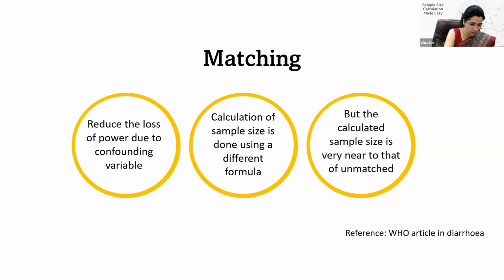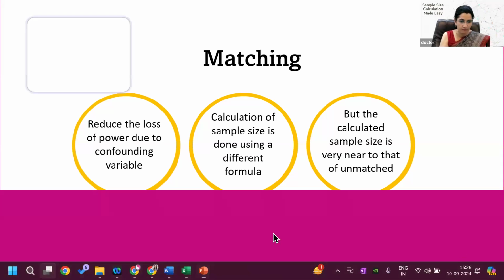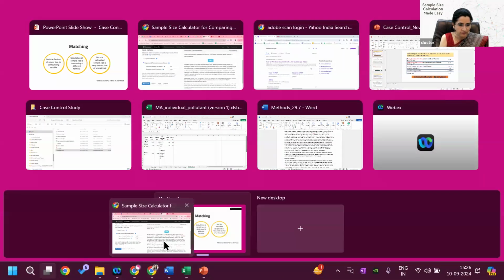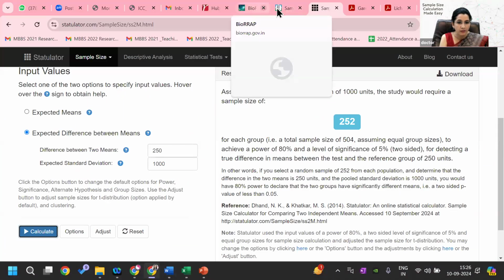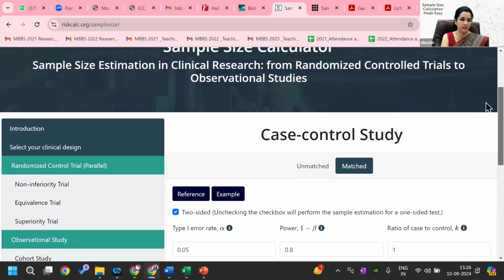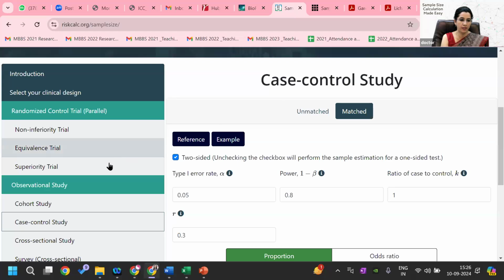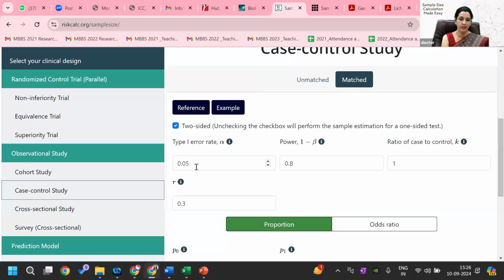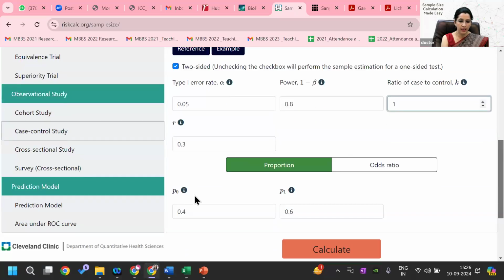So if you go to this, last time we discussed the Cleveland risk calc, remember. If you click on case control study, unmatched you can do with the Statulator. But for matched case control, the 5% error rate, power, and 1:1 ratio are the same, and the P1, P2 are also the same as the way you did with the Statulator.